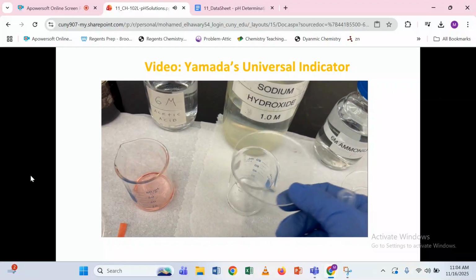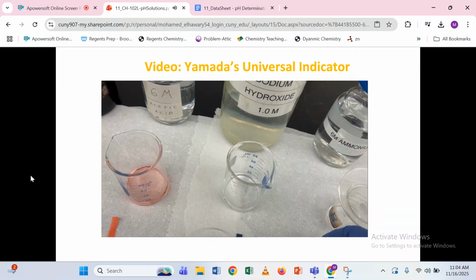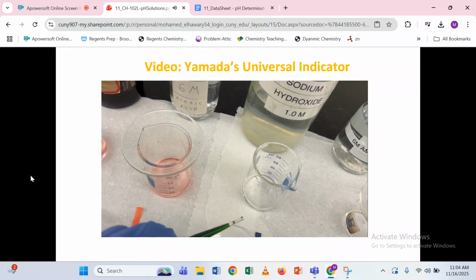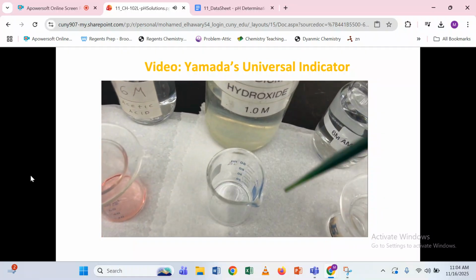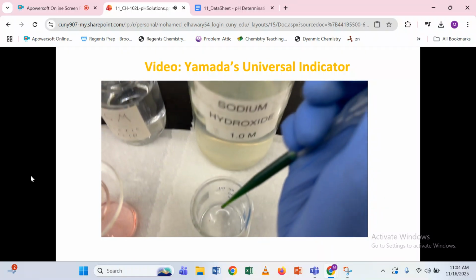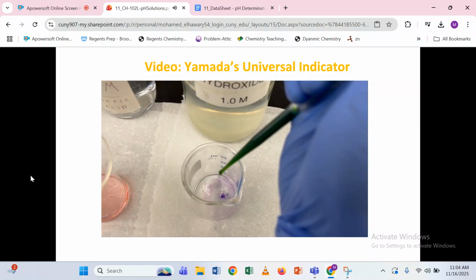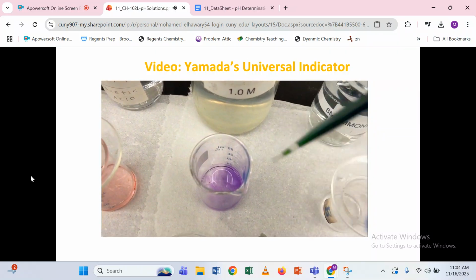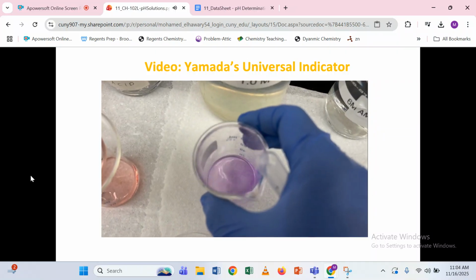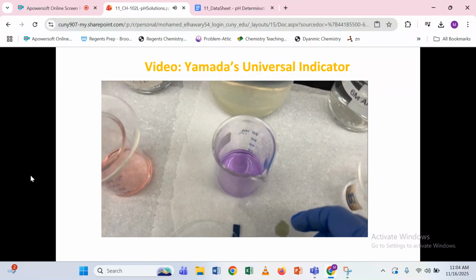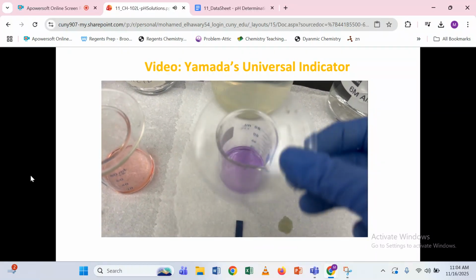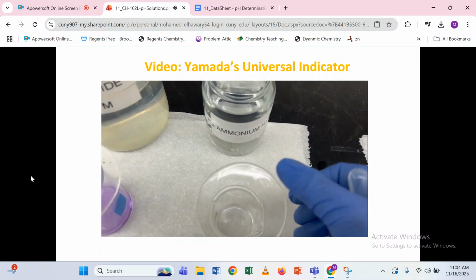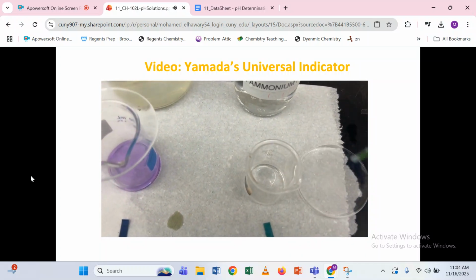It's just an indicator. All right, now we're going to do sodium hydroxide to see, are we going to get this reddish, pinkish color? Now the Yamada looks green. Look at that universal indicator. Oh, look at that. Nice, beautiful, deep purple color. The Yamada. Swirl, Yamada. And then we cover it. Then we go on to the last one, which is the ammonium hydroxide. Add a few drops.